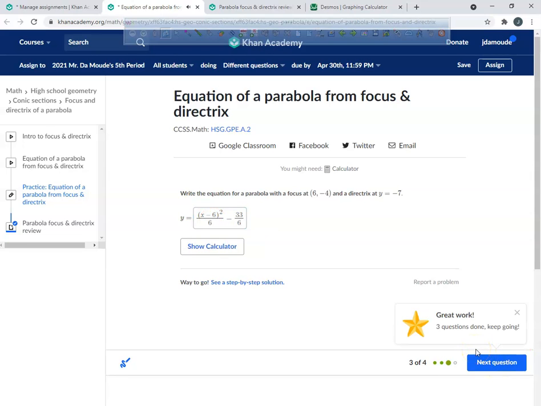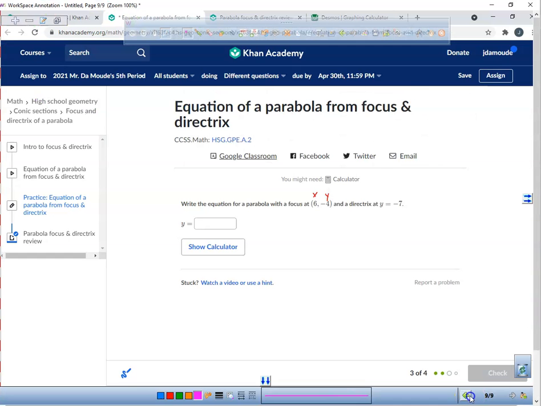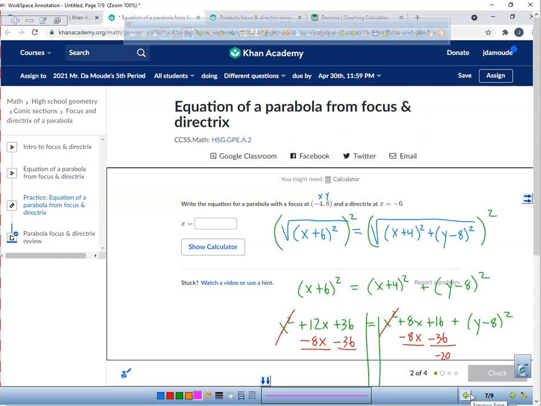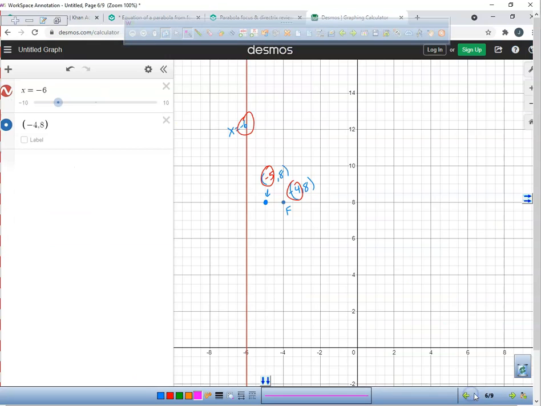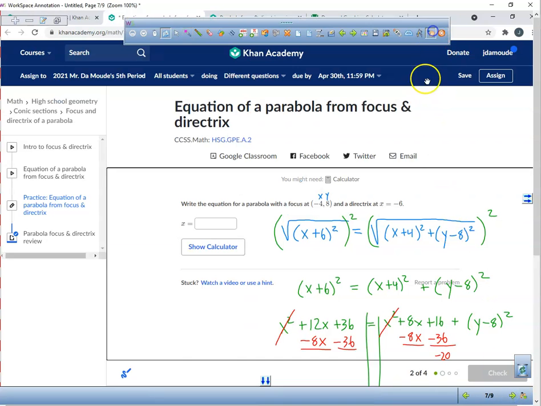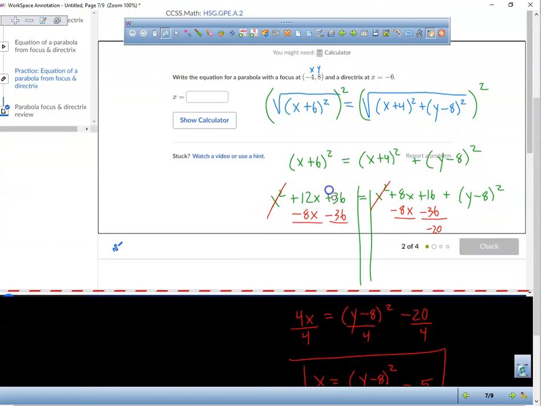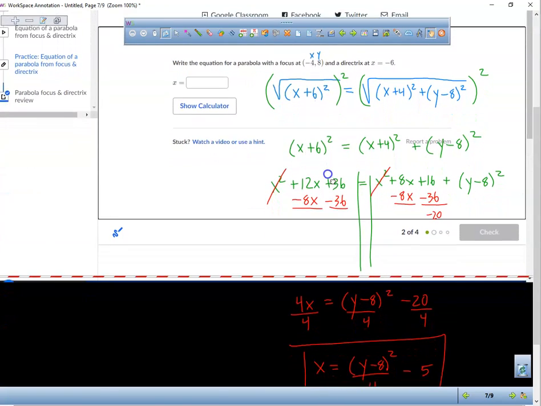Now I'm going to try to look for a pattern. Maybe we can just do the next one with a pattern. So this one was divided by a 6. Let's see what the last one was. What was our final answer for the last one? Interesting. Divided by a 4.